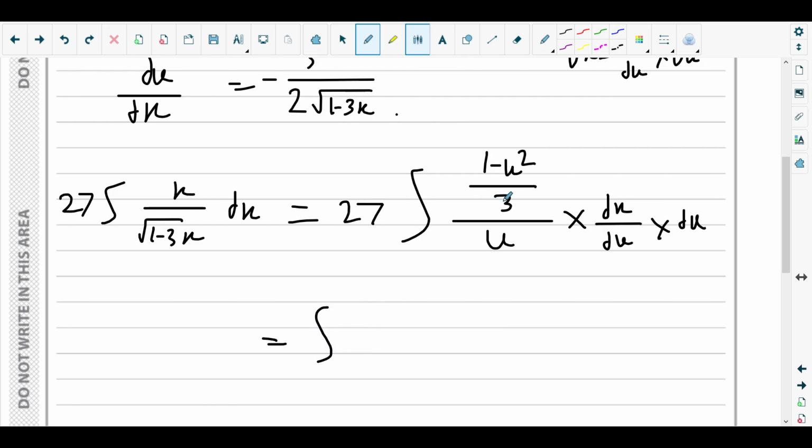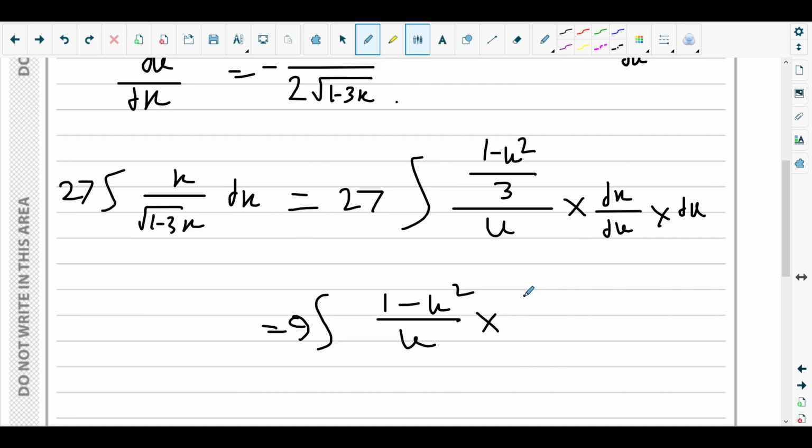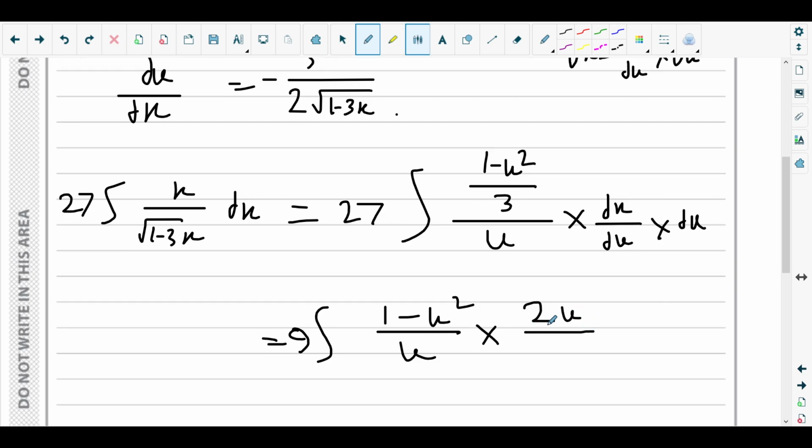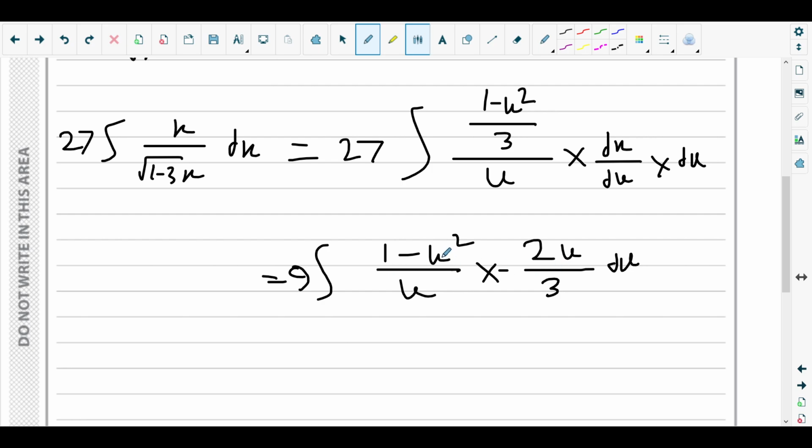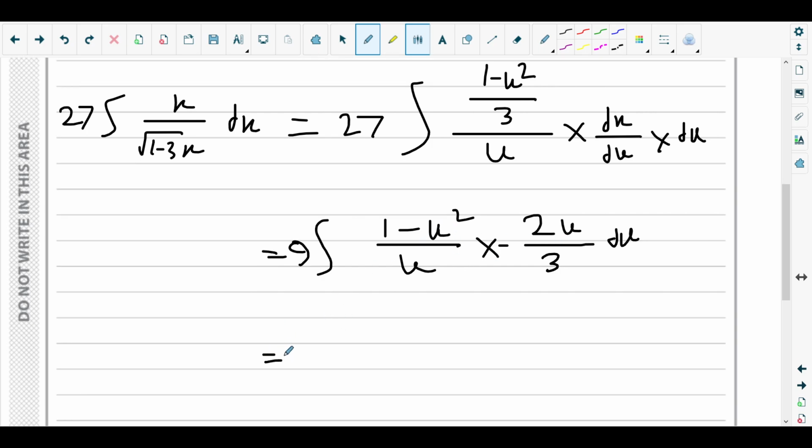So what will you get? Integration, 27 over 3, that is 9. So 9 times 1 minus u squared over u times the inverted du over dx. That would give you 2u over negative 3, so negative 2u over 3, du. That's it. Look, all the terms are in terms of u now. There's no x here. This is the main process for substitution: all the terms have to be converted in terms of the given substitute.